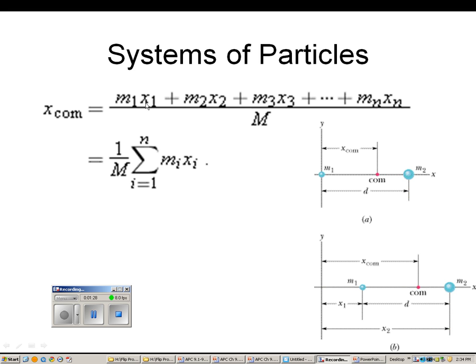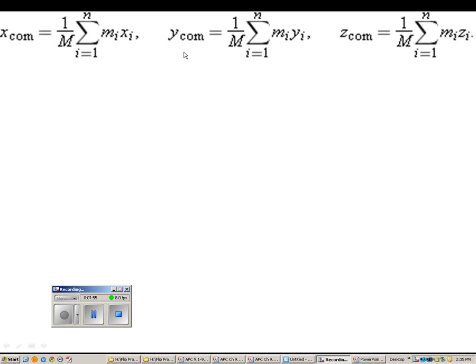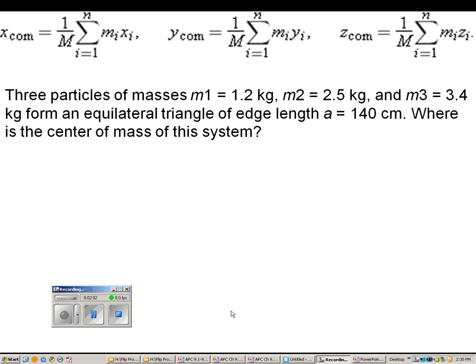That's the mass of the first object times the position along the x-axis, plus the second mass times its position along the axis, plus the mass of the third object times its position along the x-axis. Do that for all the particles, and you divide by the net mass. That capital M means the total mass of all those particles. That will give you the position of the center of mass of your particles. You can do this exact same equation for the y-axis and for the z-axis, and that'll give you your x, y, z position.